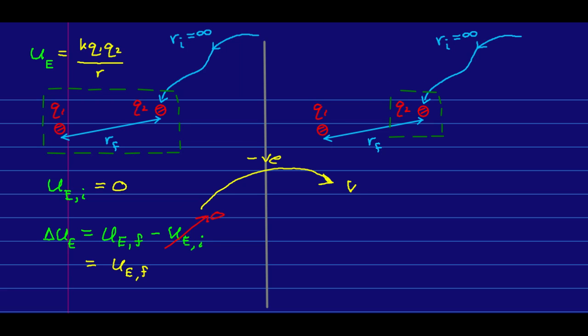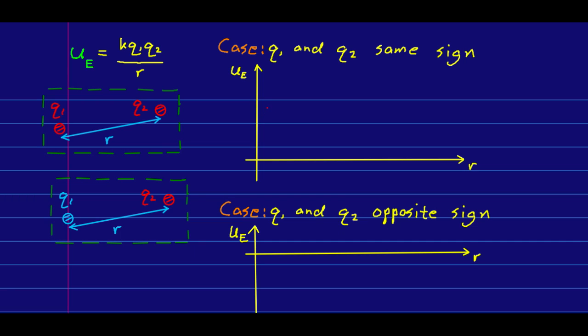And so the work, we could say, of 1 on 2 as we go from infinity into some r_f is just the negative of U_EF, which is just k q1 q2 over r_f. It's also worthwhile to briefly think about the sign of this potential energy. If q1 and q2 have the same sign, it doesn't matter whether they're positive or negative, as long as they have the same sign, then q1 q2 is positive, and so everything here is positive.